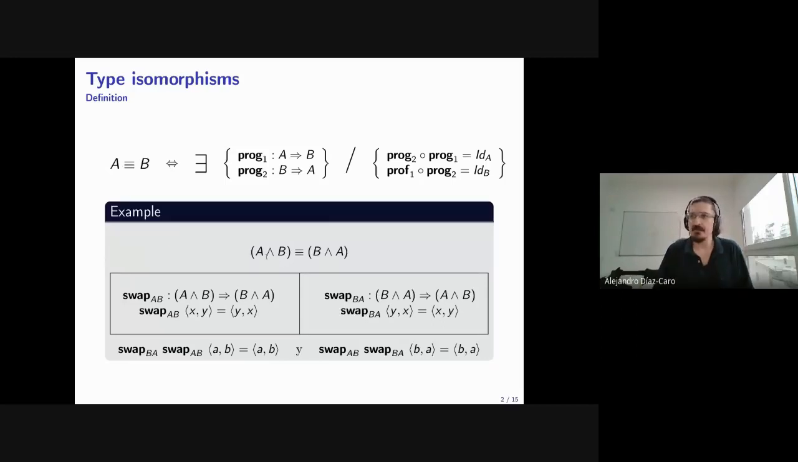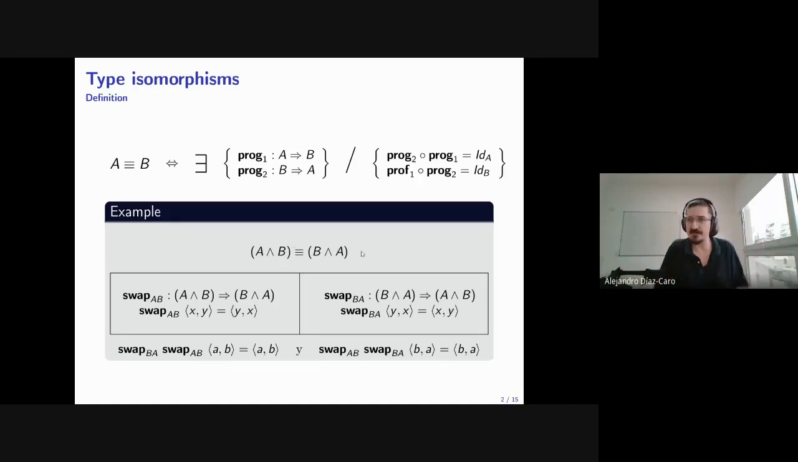So, for example, these two formulas are isomorphic: A and B is isomorphic to B and A, because you can construct these two programs. This is the program that takes something of type A and something of type B, or if you want, a proof of A and a proof of B, and constructs a proof of B and a proof of A. How? Well, it just swaps the proofs, okay? So you have the pair of proofs, you swap them, and then you have a proof of B and A. In the same way, for the proof of B and A, you use the same program, which only swaps them, and you get a proof of A and B. And if you compose the two swaps, you pass a proof of A and B, and you obtain A and B because you swapped it twice. Okay, and then you say that these two propositions are isomorphic.